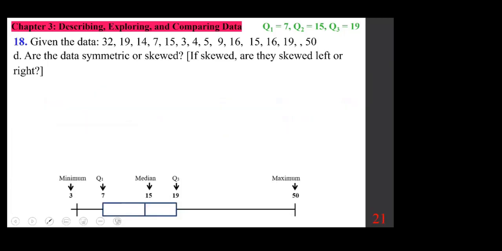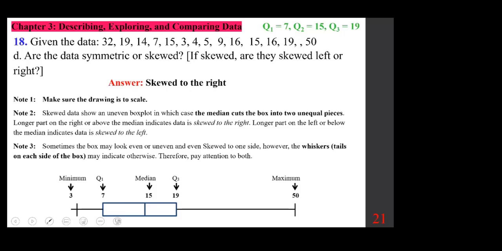Given the data that we have, are the data symmetric or skewed, and so on? It is skewed to the right. I want you first to look at my explanation about a couple of things. It is skewed to the right, and I will show you with a little bit more detail in a moment. Number one, make sure the drawing is to scale, because otherwise all bets are off. We don't know if we have it done right or wrong. Make sure this is to scale.